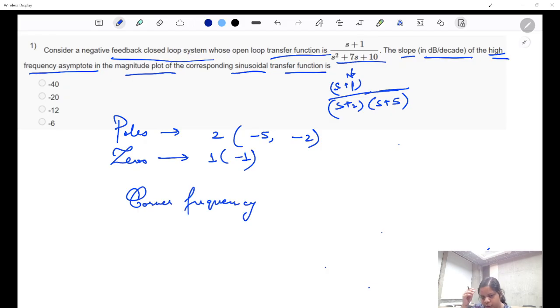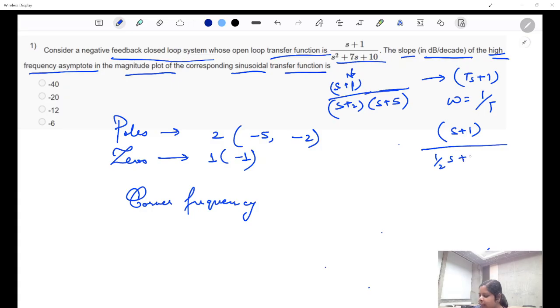How can you always find the corner frequency? You have to always compare with Ts plus 1, and every time your corner frequency would be 1 upon T. So it has to be always represented in this form. It would be s plus 1 upon (2 into (s upon 2 plus 1)), 2 would come out to be common, and here 5 would be common, and it would be s upon 5 plus 1. So your corner frequencies are 1, 2 and 5.